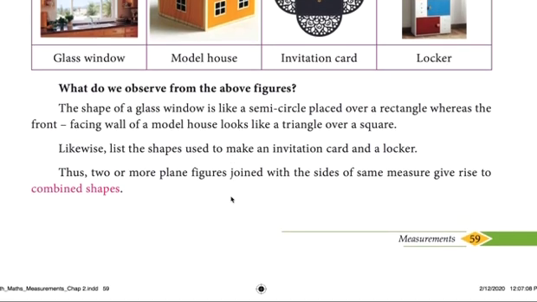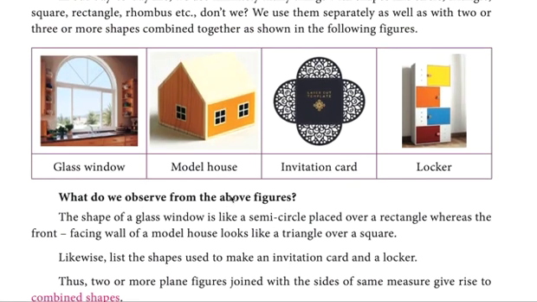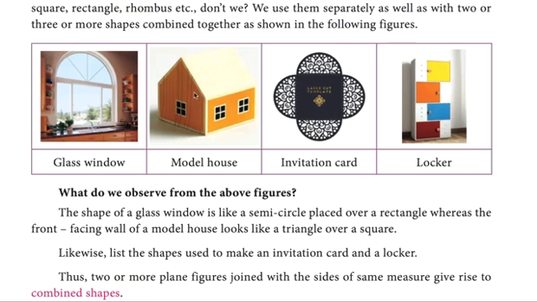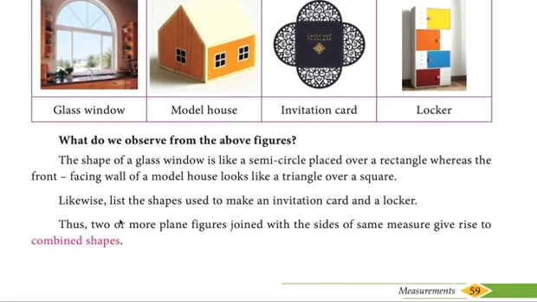Thus two or more plane figures joined with sides of the same measure give rise to combined shapes. One of the sides is common, right, here for the rectangle and for the triangle.